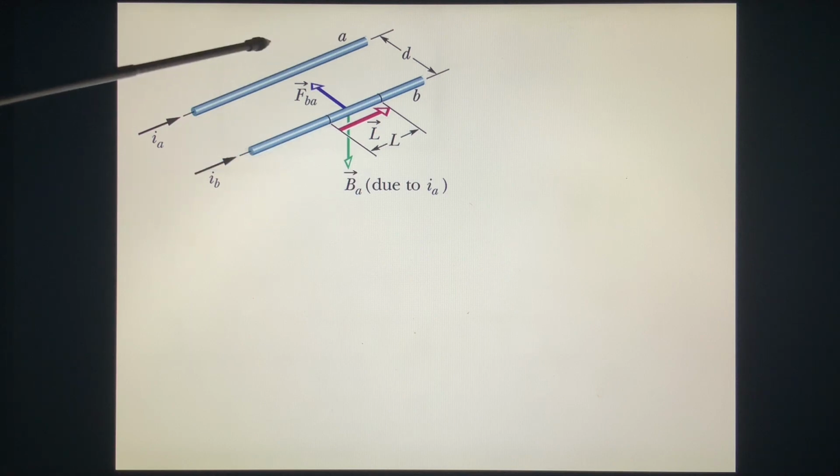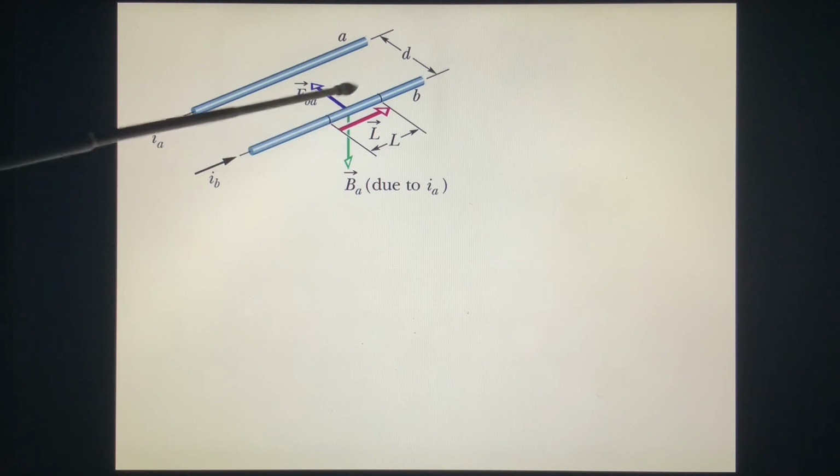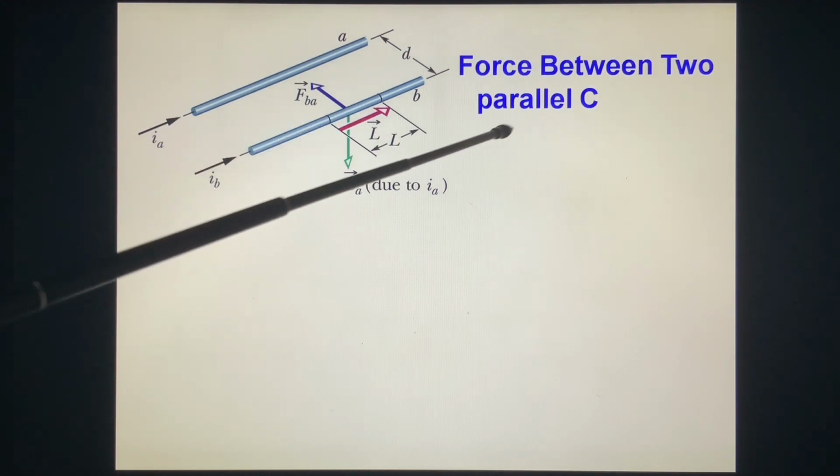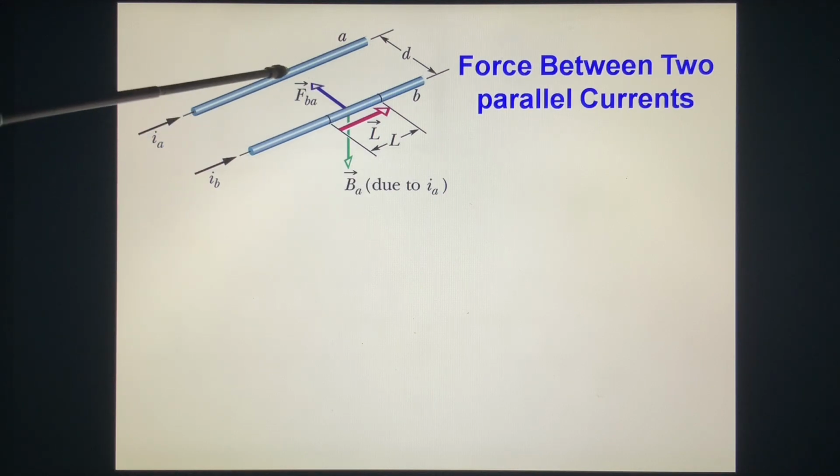We have two very long wires. One carries IA, one carries IB. They are parallel, in the same direction. Now I want to find the force acting on this wire. We call it FBA, the force acting on B by A. First, we find the magnetic field B at that point produced by IA.